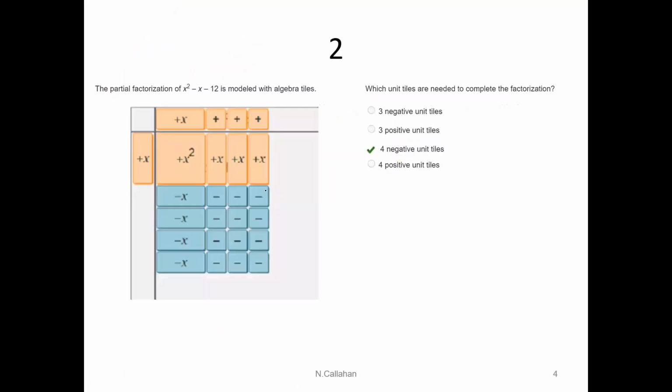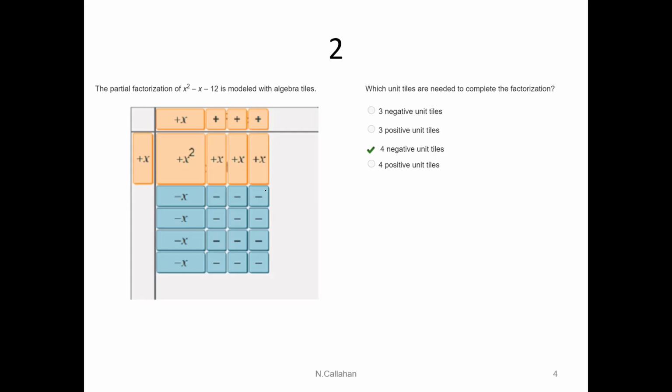All right, let's take a look at question number 2. So you guys go ahead and read that. All right, so this is a partial factorization. It says which unit tiles are needed to complete the factorization. I don't even like this question because you don't use tiles on the actual test.